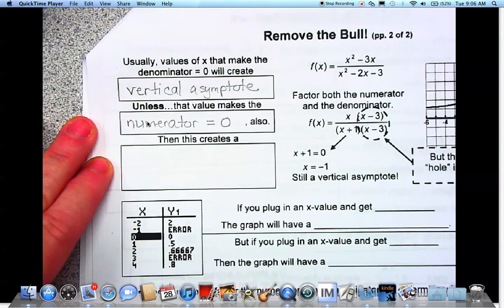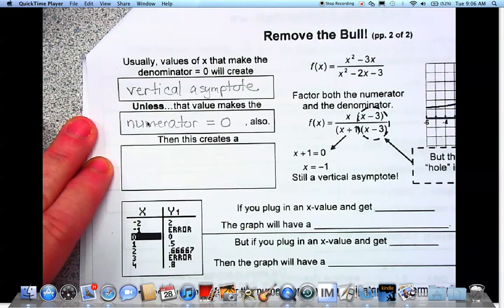All right, we're going to work on this. I do not like the way they say this right here, so we're going to mark that out. And notice the table had 2 errors, didn't it? One at negative 1 and an error at 3. But from the table, you can't tell whether it's an asymptote or a hole. The only way you can tell is from the equation.